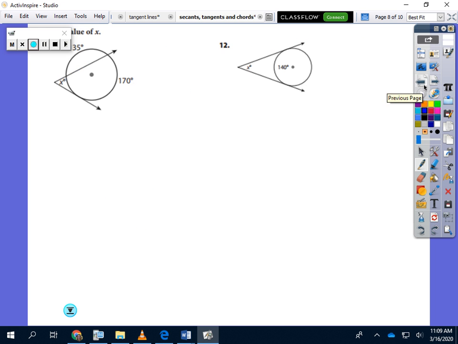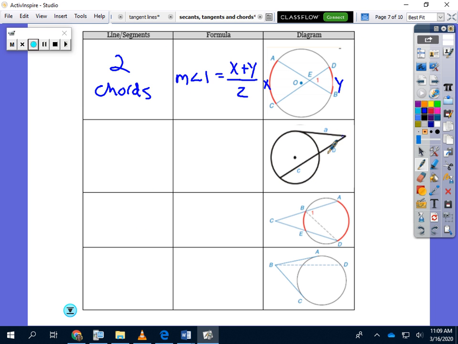Now what if I have a tangent and a secant? Now it's not going to be the average of the two arcs. Notice if I stop here and here, I've got two arcs. I've got an outside arc and I've got an inside arc. Both of those are intercepted basically by these two endpoints. I've also got a piece that isn't made by that arc. So we've got basically three different arcs on this circle.